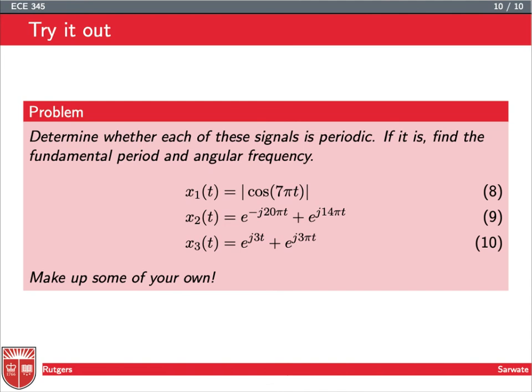So adding 2 periodic signals can give you an aperiodic signal. As an exercise for yourself, try and analyze some of these. We have an absolute value of cosine, and we have some complex exponentials, which I think if you Eulerize them, you'll get something that you want. And then try to make up some of your own, because I think this is a topic which, just as you get a little bit of practice with it, you can understand it a lot better.